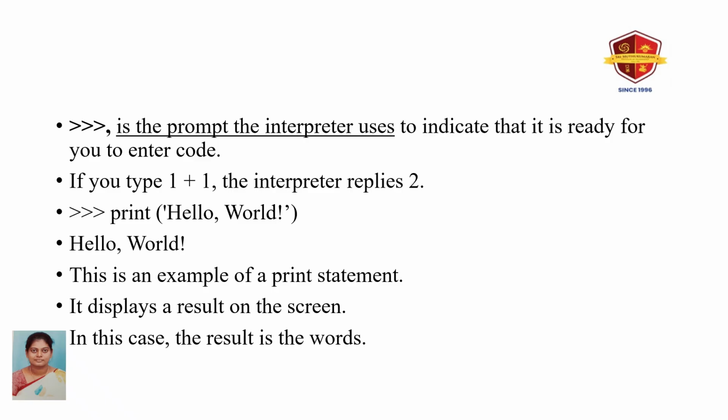You cannot save. In the interpreter mode, you get this greater-than symbol, three arrows. It is the prompt where we type the instructions and get the output. It is the prompt the interpreter uses to indicate that it is ready for you to enter code. If you type 1 plus 1, the interpreter replies 2. For printing hello world, the third point, you see print inside brackets within single quotes. If we give a statement, for example here it is hello world, the interpreter immediately prints the output as hello world. This is a simple example of a print statement.